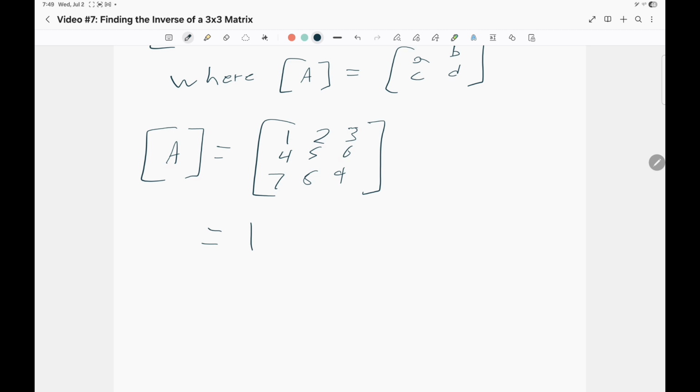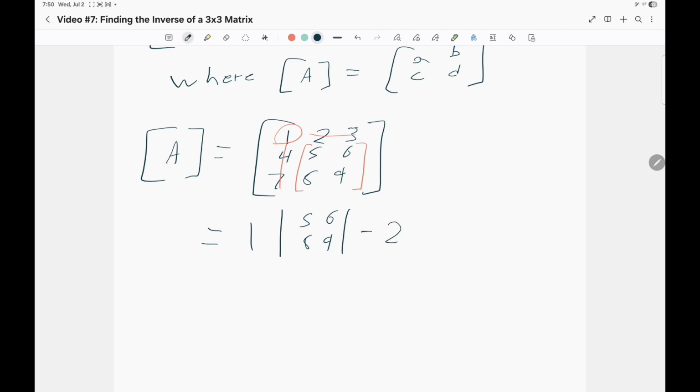I forget the technical terms of minors and cofactors, so I'll just scribble what I'm thinking here. I choose 1. I think that's our minor, I think. I don't know. But our little mini matrix that we'll be taking the determinant of is 5, 6, 8, 9. This is to find the determinant of the 3 by 3 matrix.